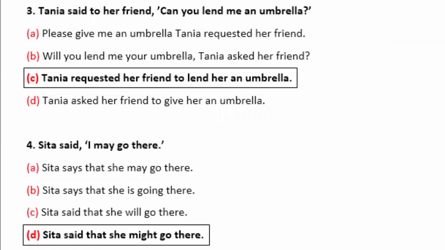Then sentence number 3. Tania said to her friend, can you lend me an umbrella? This is an interrogative sentence starting with an auxiliary verb, can. Option number C is the correct option. Sentence number 4. Sita says, I may go there. Option number D is the correct option out of these 4, A, B, C and D. Sita said that she might go there. May changes into might in indirect sentence.